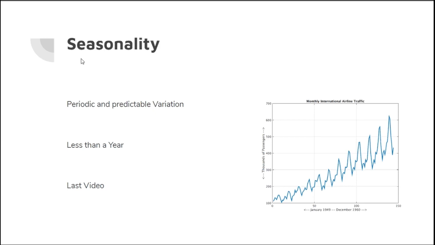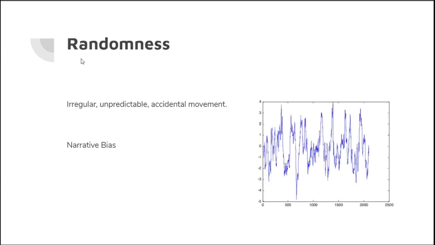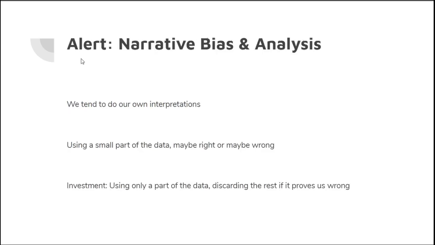In Forex, this happens too. Doesn't matter if we are talking about a small time frame or a big time frame. You can find this kind of patterns in an 8-1 time frame or even in a daily one. And last, we have randomness, irregular, unpredictable, accidental movements. And when we are talking about randomness, there is a very interesting factor that comes into here, and it is the narrative bias. So, a small alert here, the narrative bias in a time series analysis.